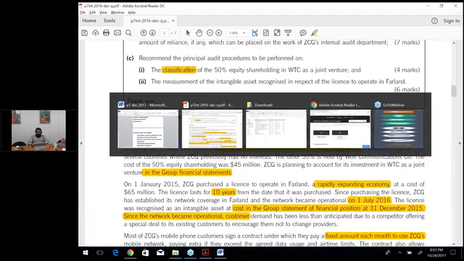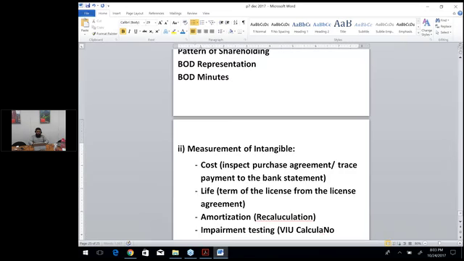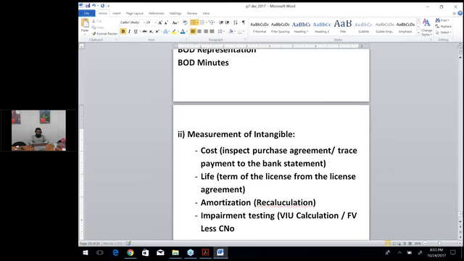For impairment indication, the value in use calculation needs to be inspected, and the fair value less cost to sell also. So basically, if we talk about the measurement of the intangibles, these are the various things that you would do: whether the cost has been correctly calculated by inspecting the purchase agreement and tracing the payment to the bank statement. You need to see the life, which is the term of the license, the amortization, the impairment testing, etc.